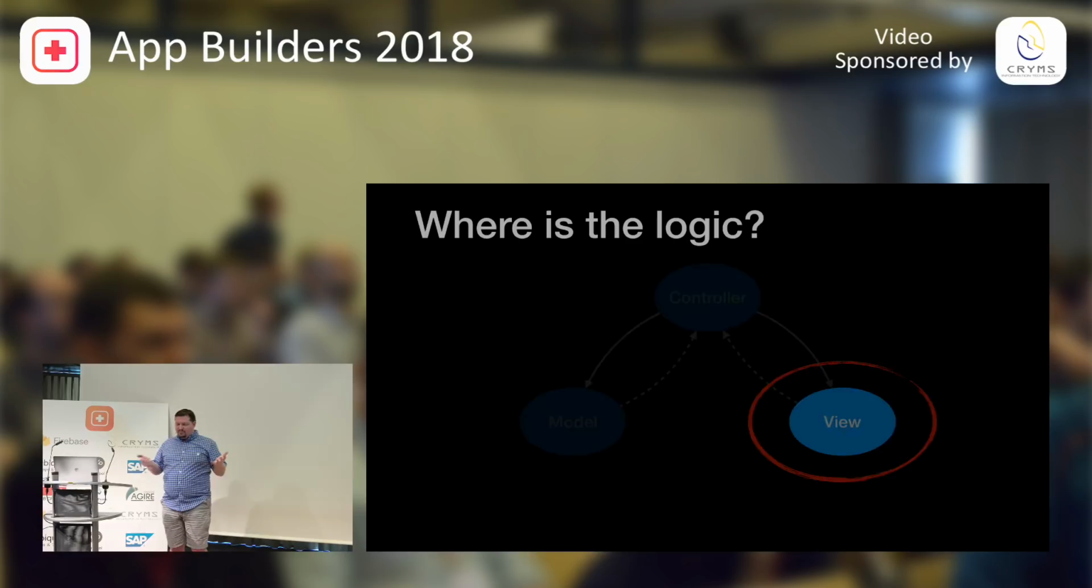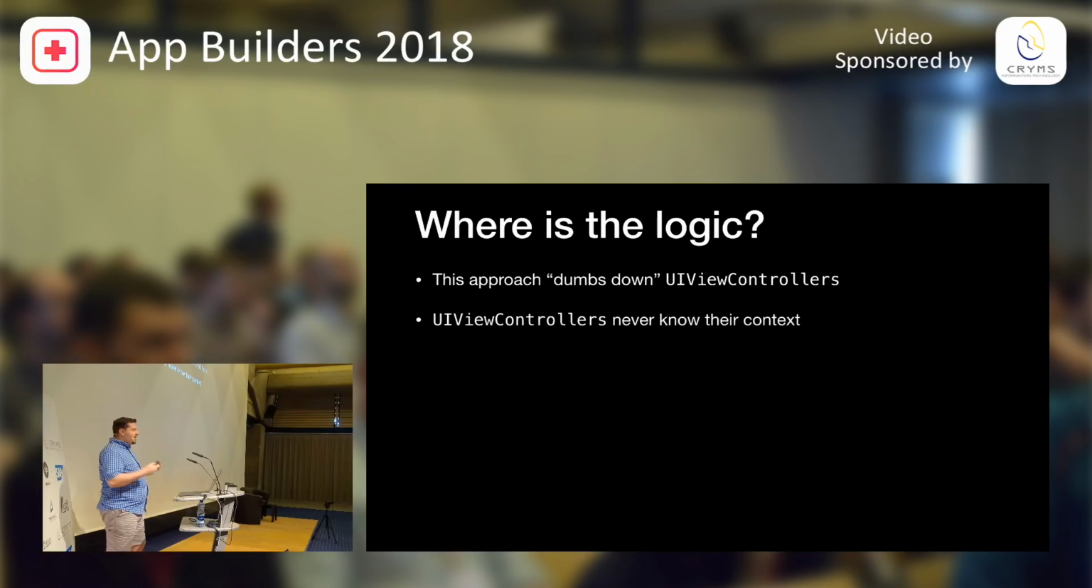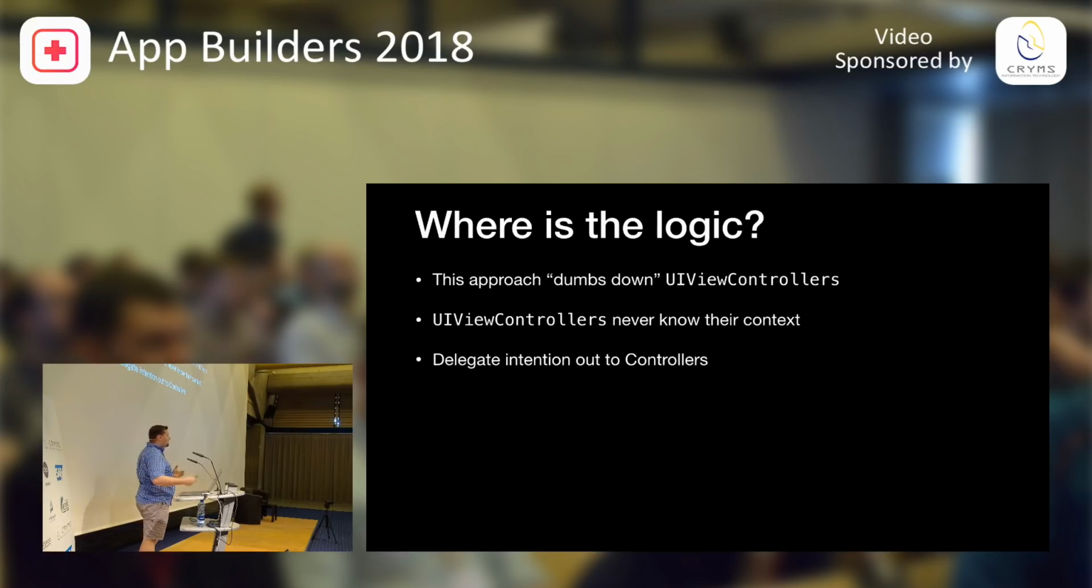So the question then arises, where is this logic? Well, this approach is really going to dumb down your UIViewControllers. You're going to end up with view controllers that are really small, because they never know how they're being used. They're just given data, and they put stuff into their views or pass it on to new children. So they don't necessarily know, oh, I'm on the profile screen, or I'm looking at the details of a tweet, or so on. So in order to get the actual logic of our app, we still have to delegate this intention out to our controller layer.